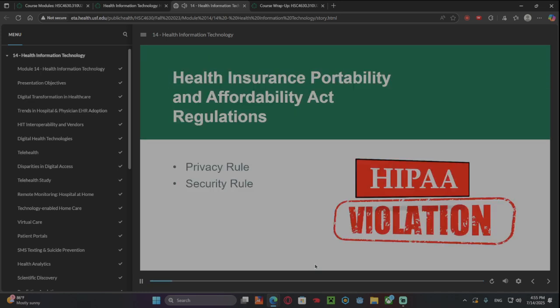The Health Insurance Portability and Accountability Act is a law passed in the 1990s for which regulations were written to help protect the privacy and security of personal health information. In the next slides, I'll talk about HIPAA, its regulations, and the violations associated with the privacy rule and security rule.